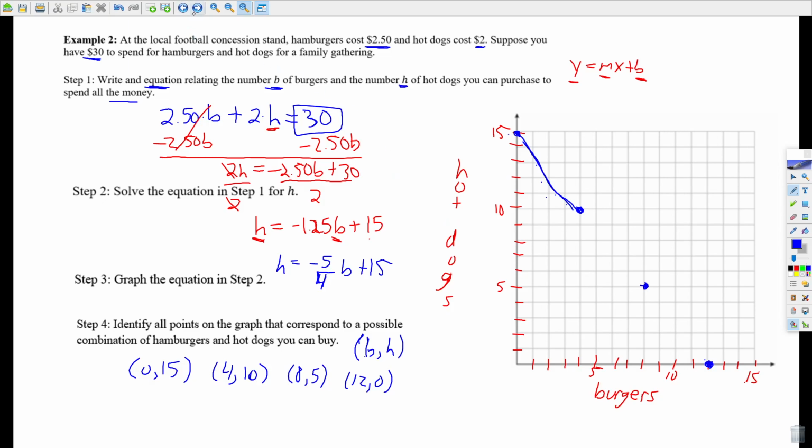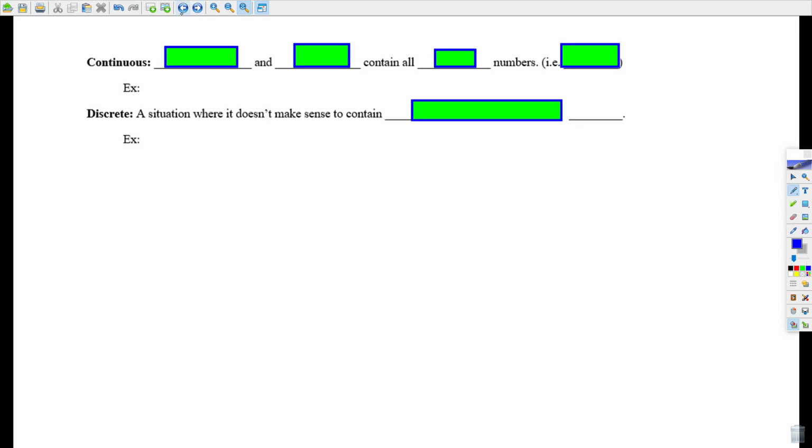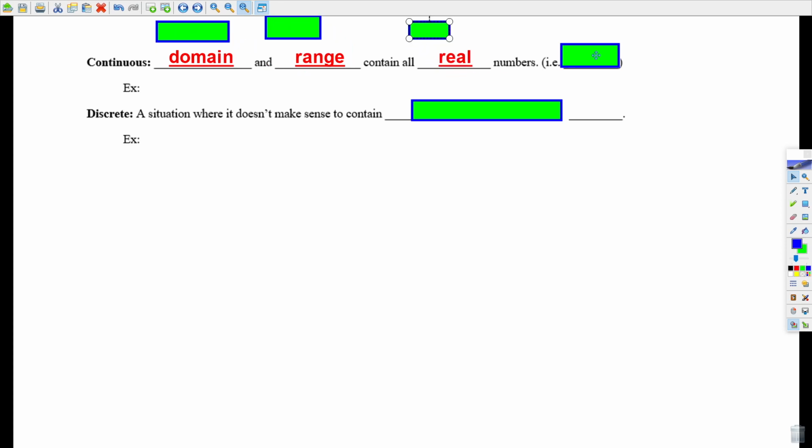So that is actually called a discrete graph. So there's 2 different types. Continuous is what you're really used to when you connect the dots. So that's whenever you have the domain and range contain all real numbers. So that's whenever you actually draw a line.